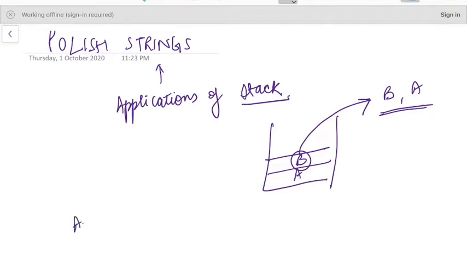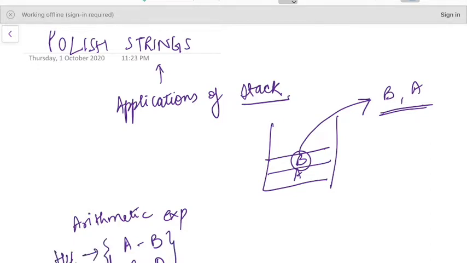So we have the arithmetic expressions, right? Arithmetic expressions. So how do we really write them in real life? For example, a minus b, this is an arithmetic expression, or c multiplied by d, this is an arithmetic expression. So these expressions, they are in high level language, right? So these are in high level language. The goal is to convert them into machine readable form.